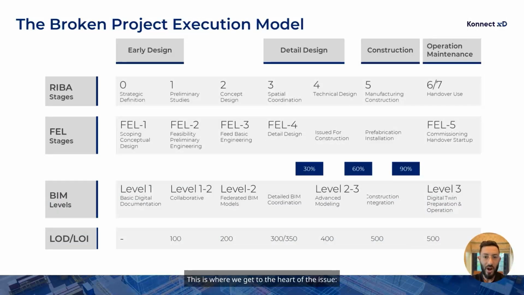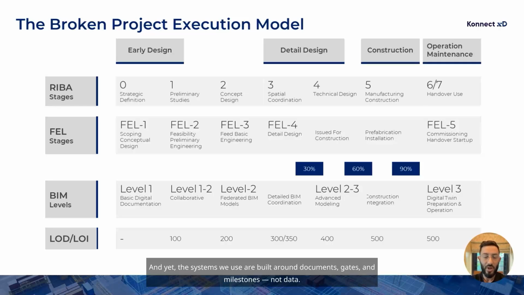This is where we get to the heart of the issue. Our execution model is fundamentally broken. It assumes clean transitions, from FEED to EPC, from engineering to construction, from one phase to the next, as if projects follow a straight line. But they don't. They loop, they iterate, they evolve. And yet, the systems we use are built around documents, gates, and milestones. Not data.